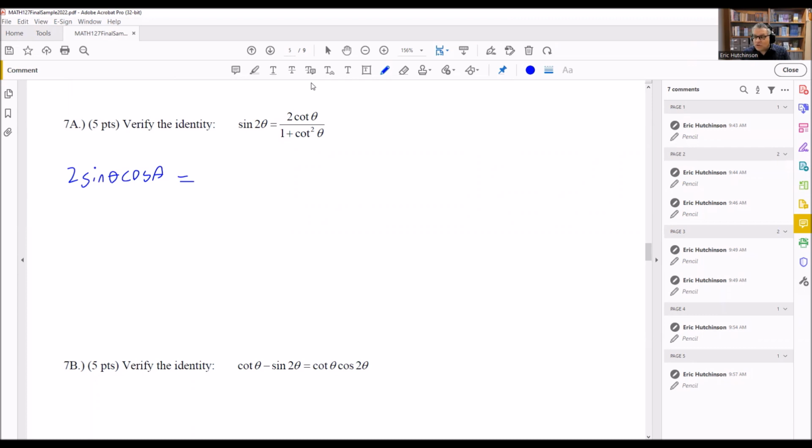I'm going to change everything into sines and cosines. Cotangent is going to be cosine over sine. So I'm going to do 2.